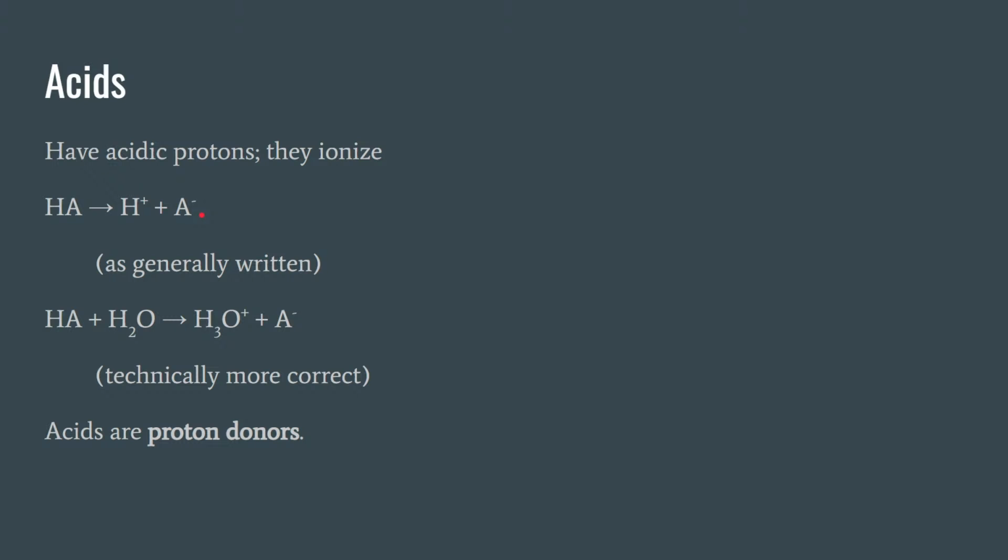But what is actually happening is this guy down here, because you don't get a free proton just running around all by itself. Instead, you have the acid reacting with the water it is now dissolved in, and it transfers that acidic proton over to the water to make hydronium, H3O+. And then you have the anion floating free. So the way we generalize and talk about acids is that they are proton donors. Okay? They donate a proton to something that is acting as a base. So here you have your acid, and here you have your base.